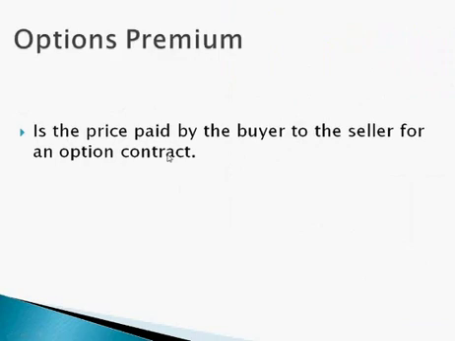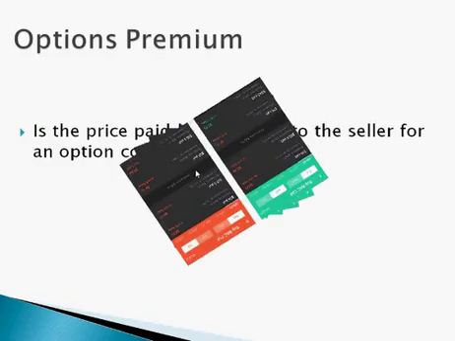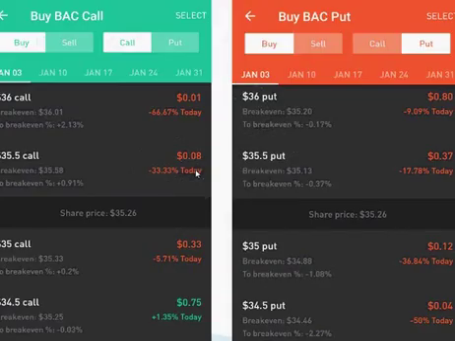Now, what is option premium? Option premium is the price paid by the buyer to the seller for an option contract. Let's say you hear somebody say, I traded an amazing trade last week on Bank of America and I collected a lot of premium. Based on that statement, you can tell that the person actually sold option contracts, because he said he collected a premium. So the seller collects premium and the buyer is the one providing the funds to execute the trade. Option premium is the amount of money exchanged between the buyer and the seller.